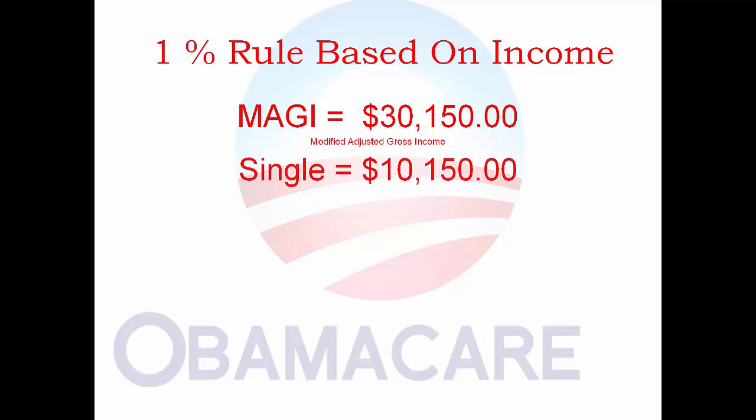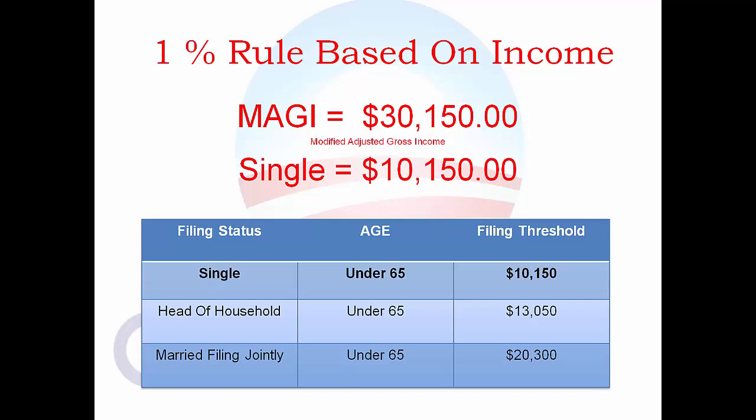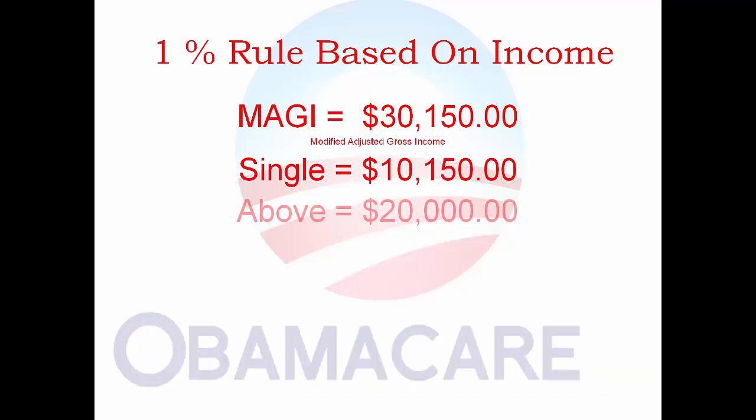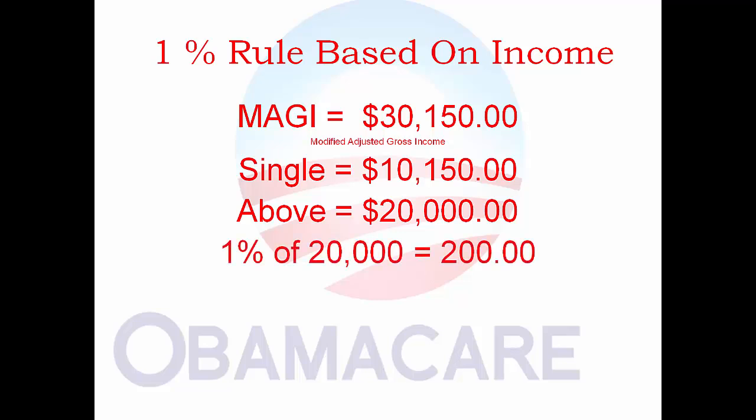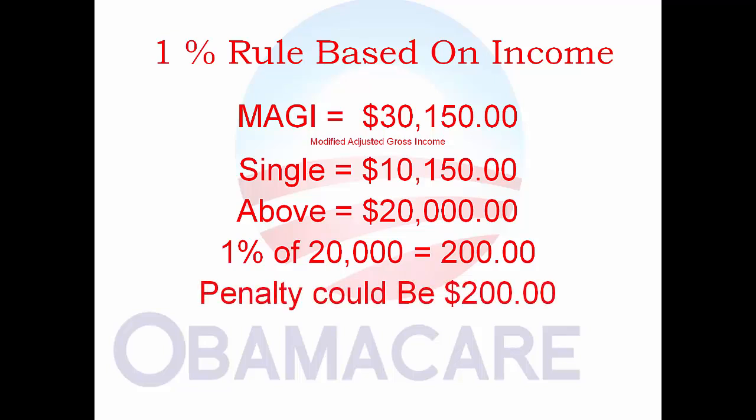Our threshold was $10,150, right? Because that's our filing threshold for single under 65. So we get to subtract that from our modified gross income, which leaves us with $20,000 in this example. Now, $20,000 is what's going to be subject to that 1% rule, which in this case would be $200. So our penalty could be $200.